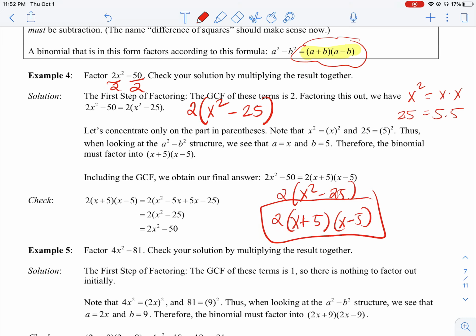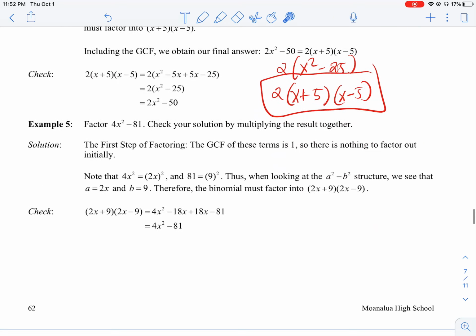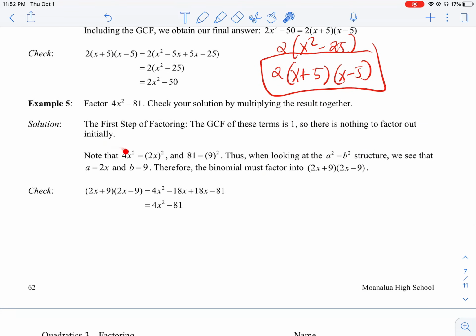What about we factor 4x squared minus 81? Is there any common factor between the two of them? So the 2 goes into the 4, but the 2 doesn't go into 81. So we cannot do a GCF anymore, yeah? The GCF of these terms is 1, so there's nothing to factor out initially. So let's just proceed on.